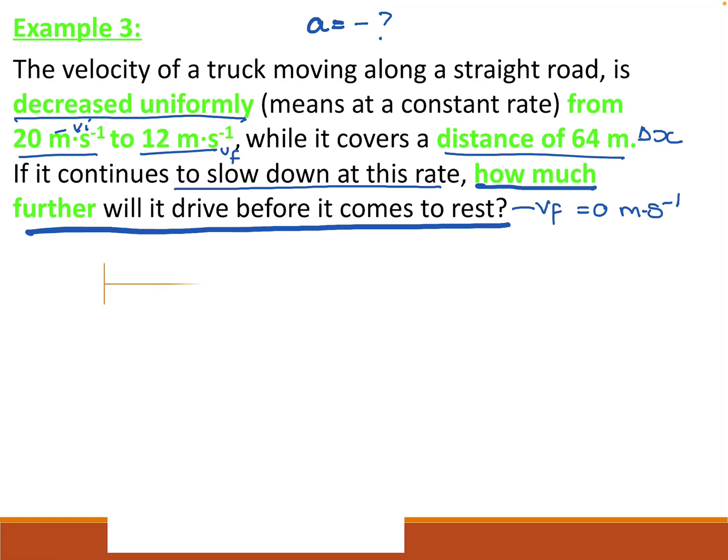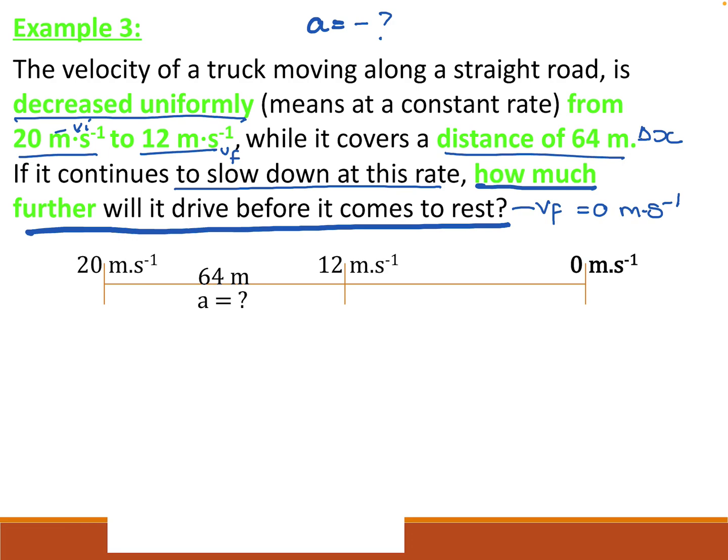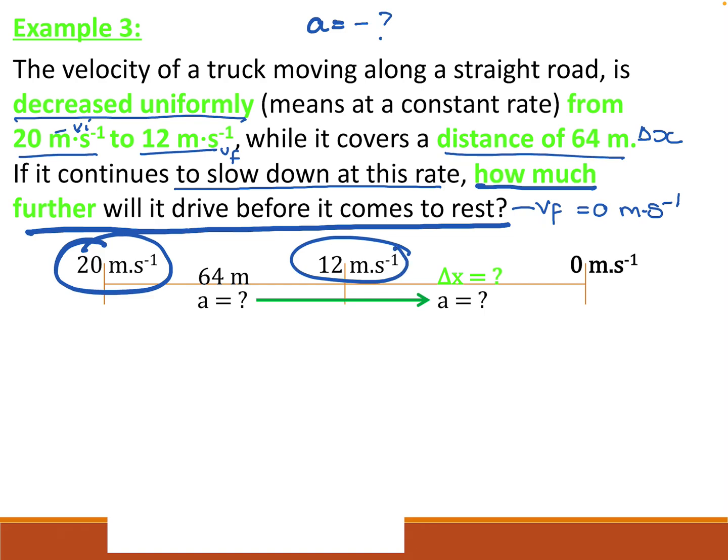So let's see. This is the situation. They're telling me that it's going at 20 meters per second, ends up at 12, and that takes 64 meters. Then it goes for another distance and ends up stopping. Okay? What you need to recognize here is that the acceleration from 20 to 12 is the same acceleration from 12 to 0. I need to know that value in order to work out that delta x.